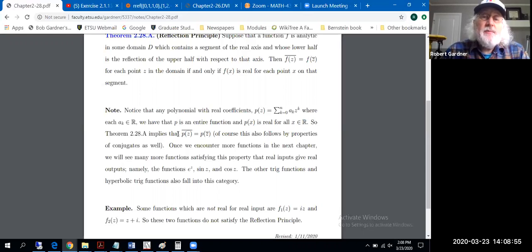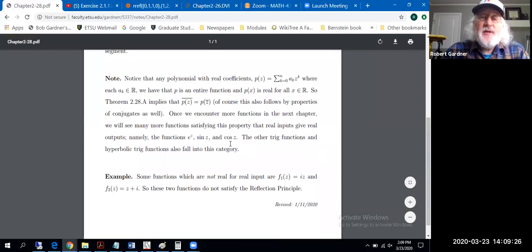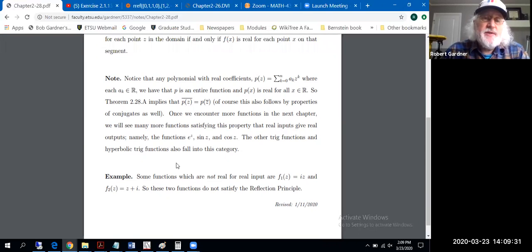That implies by the reflection principle that we have this type of symmetry here. P of z bar equals P of z, bar. We could take conjugates of this little polynomial up here and plug z bar in, and we could deduce that as well. When we move to power series representations for functions, it's not quite so easy because series are limits, not just sums. When we develop more functions, as I mentioned, like exponentials and sines and cosines, the other trig functions, the hyperbolic trig functions, they'll all fall into this category.